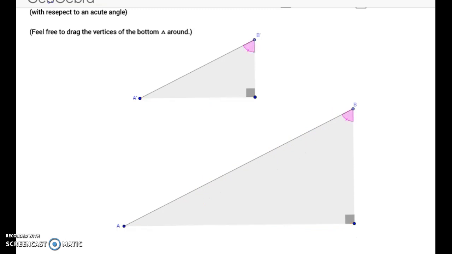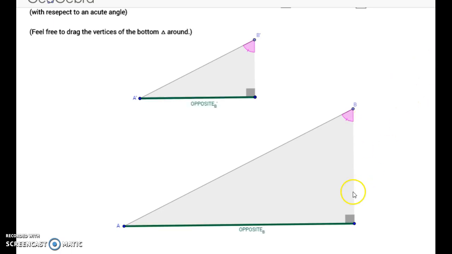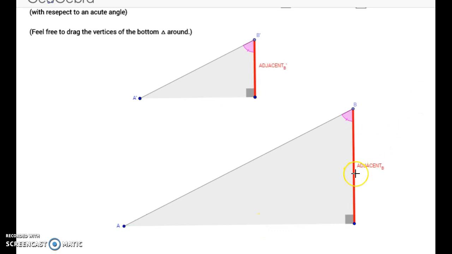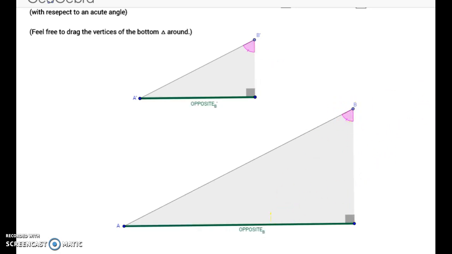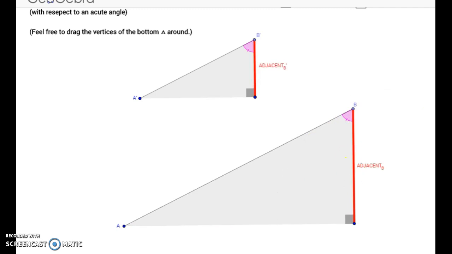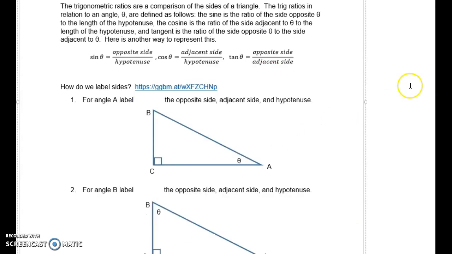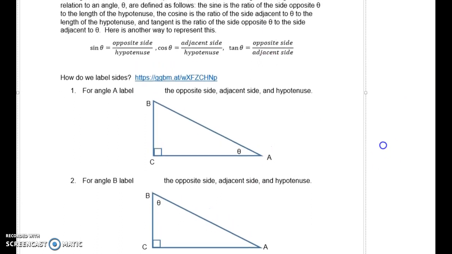If we do the same thing for B, you'll notice that when I show the opposite leg, now it's this one. And the adjacent leg is now this one. Because I've changed my angle, I've changed the location of the opposite side versus my adjacent side. So let's put this into practice. For angle A, we're going to label the opposite side, adjacent side, and hypotenuse.